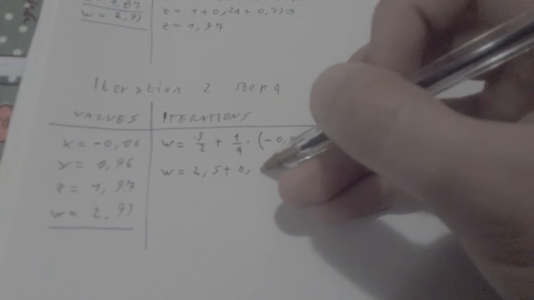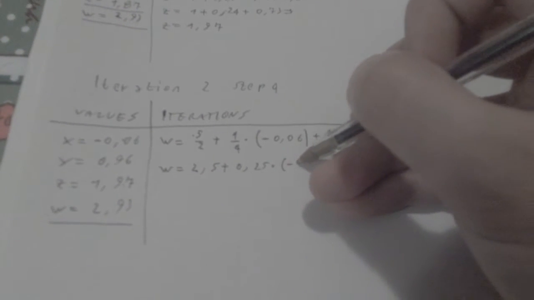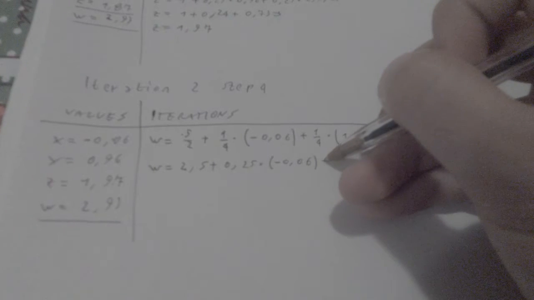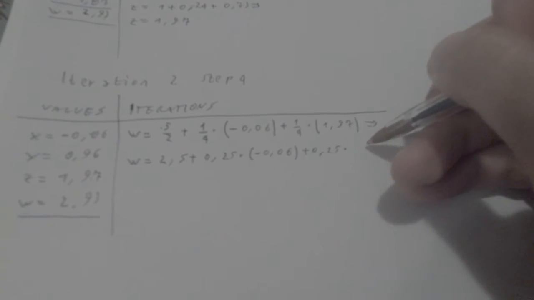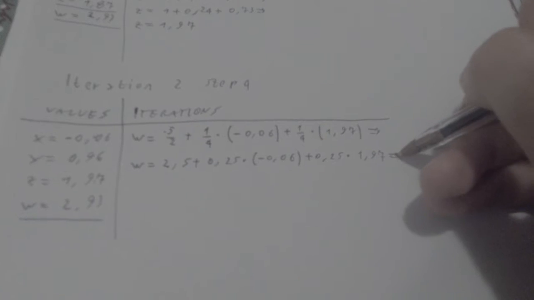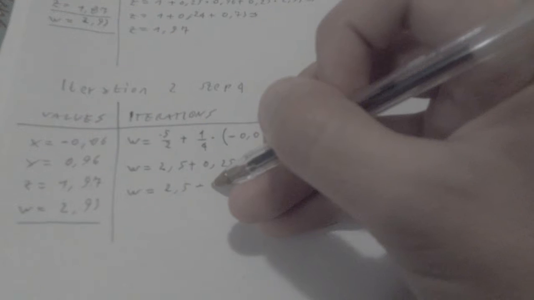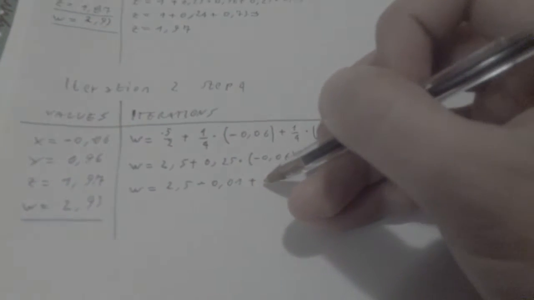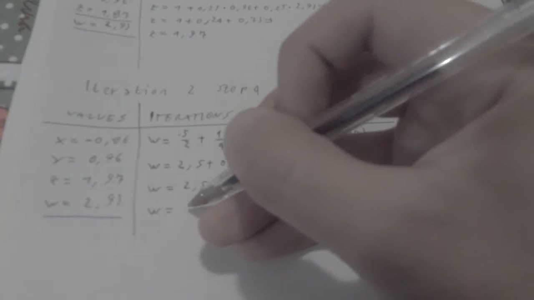Just 2.5 plus 0.25 times negative 0.06 plus 0.25 times 1.97. So this is actually 2.5 minus 0.01 plus 0.49, and last but not least, this is 2.98. Okay, so we have just found all our new approximations for all those steps.